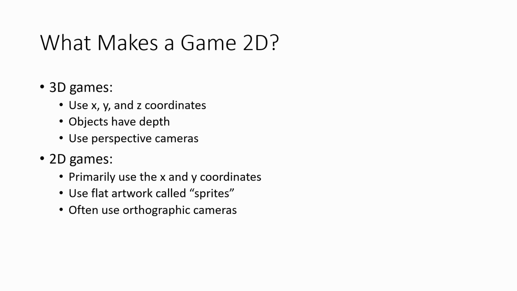So, what actually makes a game 2D? I'm sure many of you are familiar with the differences between 3D games and 2D games, but just to note the main differences: in 3D games, we use the X, Y, and Z coordinates, and objects will have depth, and we usually use perspective cameras. And in 2D games, we primarily use the X and the Y coordinates, and we don't really use the Z coordinate, except when we're working with different layers within our game. And we use flat artwork that is called sprites, and we often use orthographic cameras.